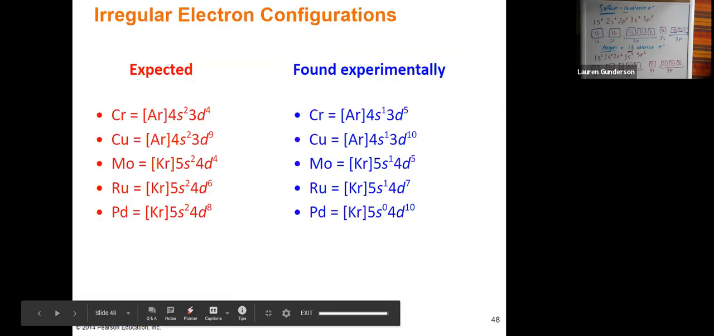So here are some of the main ones. I would like you guys to specifically focus on the chromium and the copper as your main examples that you should be able to recognize.